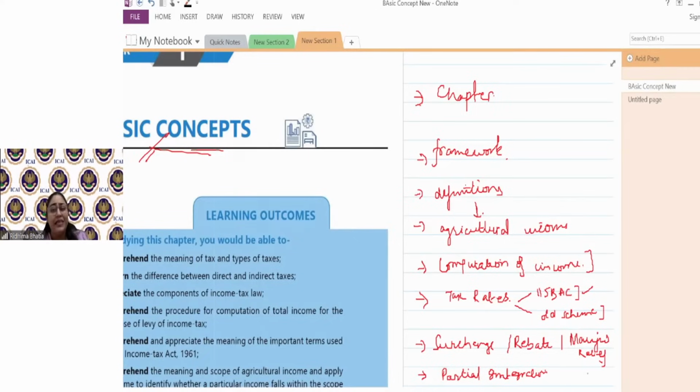Now, today's class would primarily be about understanding all the important definitions, the framework, and agricultural income. This is my target for the class today. The next class would be about understanding computation of income and tax rates. I want you to have your calculators ready from the next class. Today we are meeting since the class is on Tuesdays and Thursdays. The next class would be next Tuesday because on Thursday we have an Eid holiday.